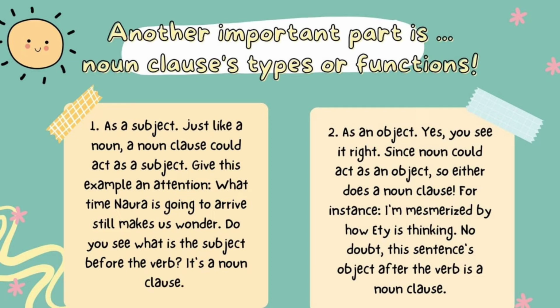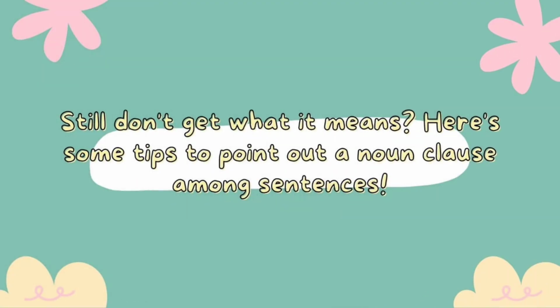Number 2, as an object. Yes, you see it right. Since a noun acts as an object, so does a noun clause. For instance, I am mesmerized by how Eti is thinking. No doubt, the object of this sentence after the verb is a noun clause. Still don't get what it means?